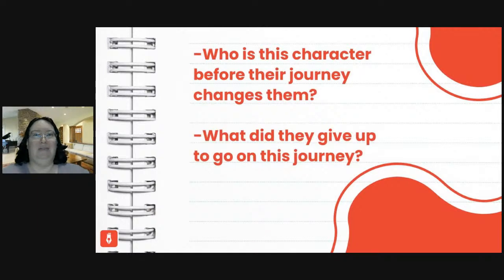What did they give up? What are they leaving behind? Katniss is leaving behind Prim in order to save her life, knowing she could be leaving her sister to starve to death because her mother's not going to take care of her, right? In Hunger Games. Luke is leaving behind the only world he ever knew. What are they giving up in order to go on the journey? And then what are the stakes? What happens if they lose?